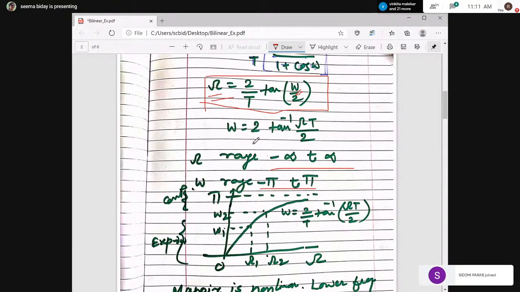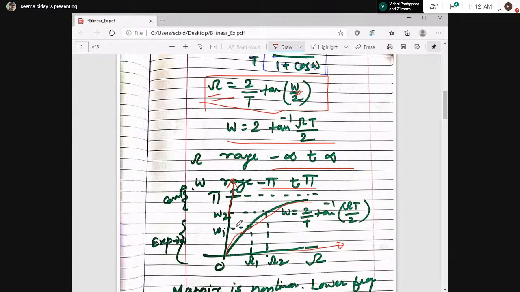Now see here, if you use this equation, w equal to 2 tan inverse Omega T by 2, and you plot Omega on the x-axis and the corresponding values of w on the y-axis, you will get this type of curve. This shows the mapping of analog frequency to digital frequency. This is 0 to pi, right? Now, see here what has happened.